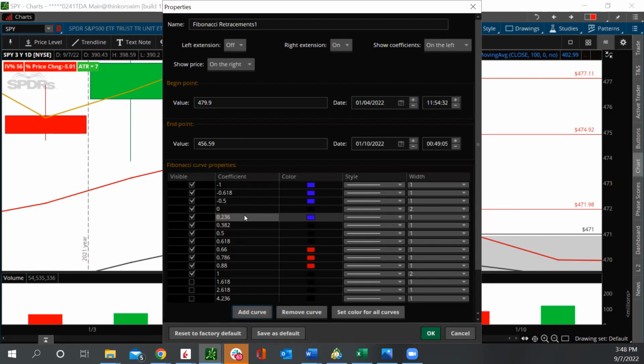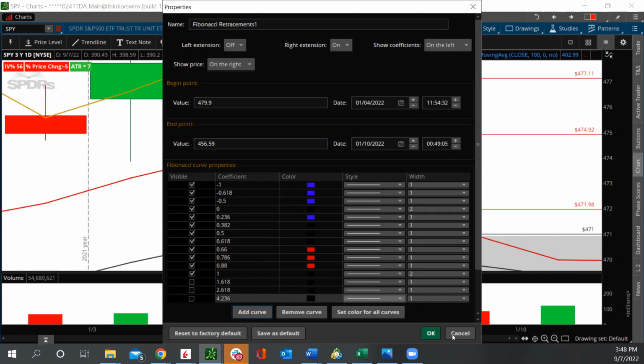So again, the standard levels are in here, right? The 38.2, the 50%, 61.8. These ones that are in red, I added those and I color coded them red to know that those were the levels I added myself. Those are not default levels. Those are specific levels I added myself.